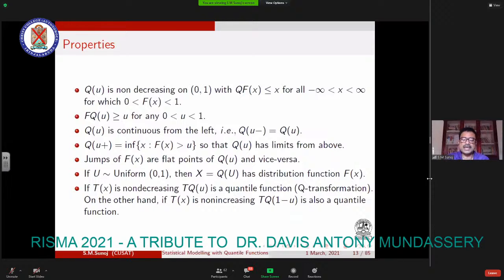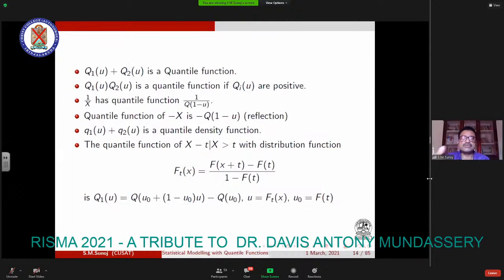So if you take a transformation T(x), which is a non-decreasing transformation, then T(Q(U)) is a quantile function, which is known as the Q transformation. On the other hand, if the transformation T(x) is non-increasing, then T(Q(1 minus U)) is also a quantile function. We will show the use of these types of properties in the later slides. Then, if Q1 and Q2 are two quantile functions, the sum of the two quantile functions is again a quantile function.